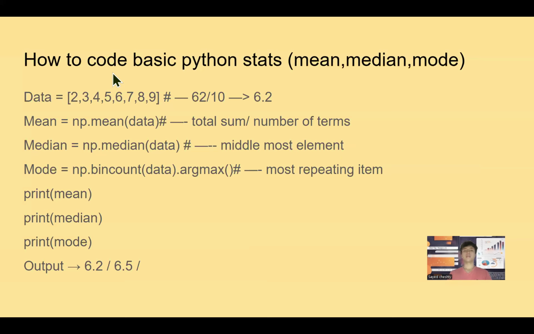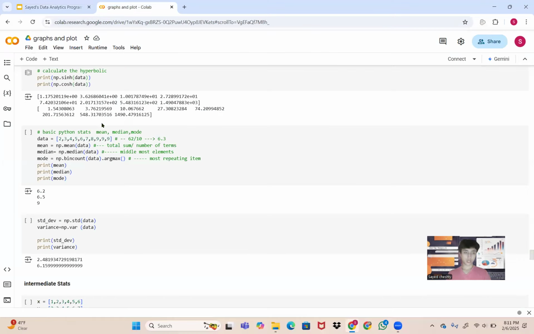So how do we code basic statistics like mean, median, mode, and variance? First, we're going to create some data. The data is assigned to brackets 2, 3, 4, 5, 6, 7, 8, 9. Now we go to mean: np.mean(data). It's the total sum of numbers over the number of terms. Right here, the mean of data is 6.2.